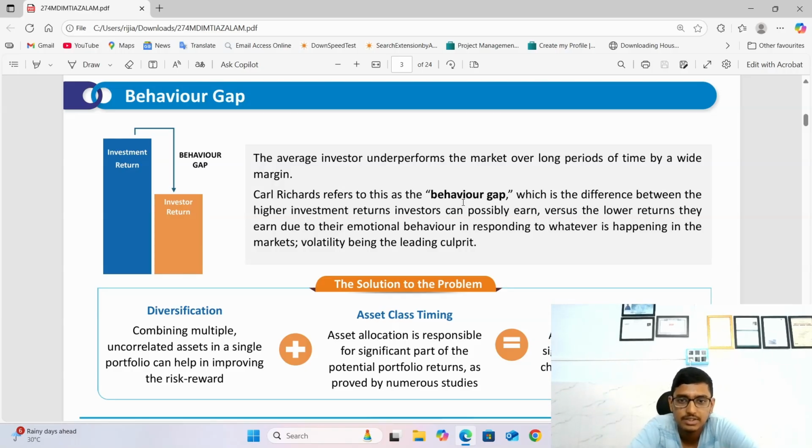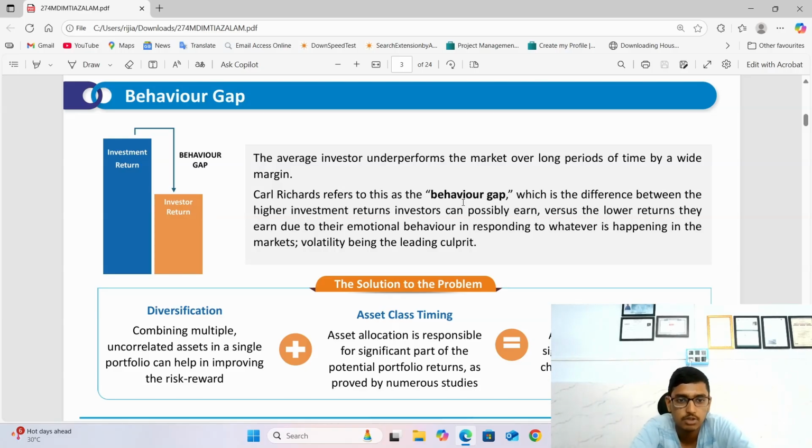Carl Richards refers to this as the behavior gap, which is the difference between the higher investment returns investors can possibly earn versus the lower returns they earn due to their emotional behavior in responding to whatever is happening in the markets, volatility being the leading culprit. So investors can definitely earn good returns in the stock market, but this does not happen because of our emotional behavior, which is because of the volatility in the markets.